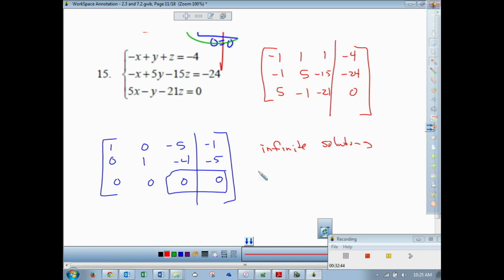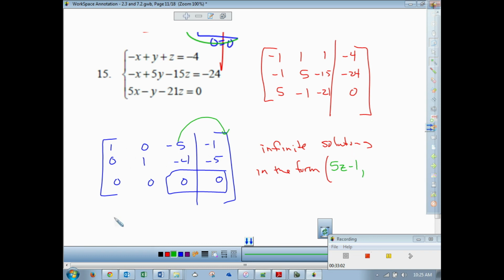in the form, and I need my ordered triple. Z is going to be z. I need to figure out what x is. Don't I need to add 5z to both sides? Doesn't this represent negative 5z right here? I need to add 5z to both sides. So 5z minus 1. Stop me if you don't get that, and I'll show you the work. You're cool with that?